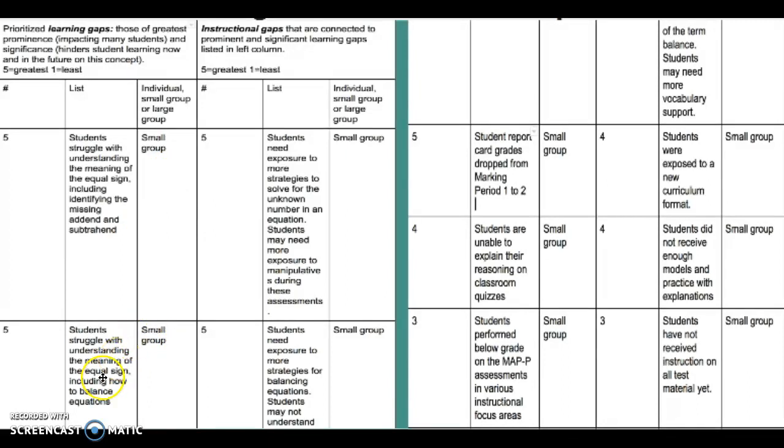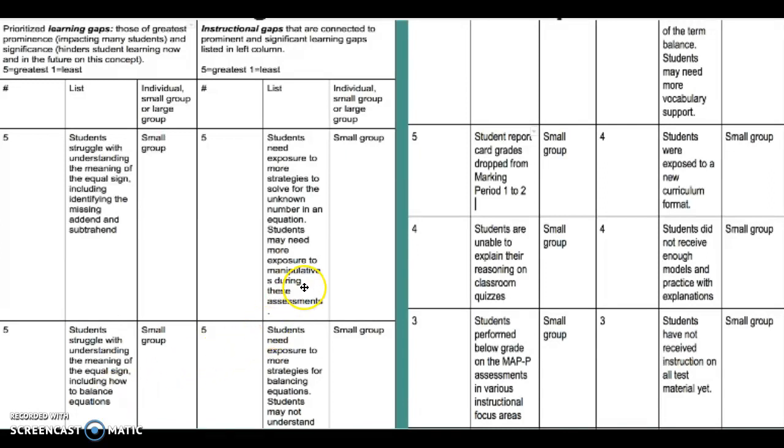Another learning gap identified was that students struggled to understand the meaning of the equal sign, including how to balance equations. For example, she would give them a blank equation, switch the numbers around to see if they were able to properly fill out the equation, and most students in her group were unable to do that.